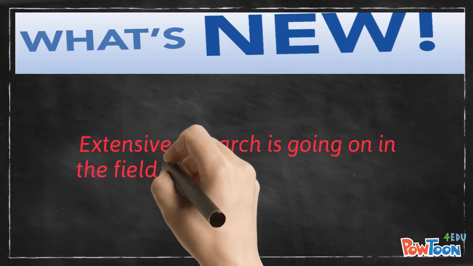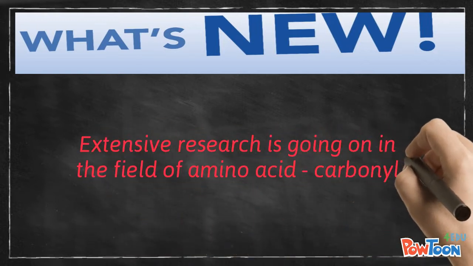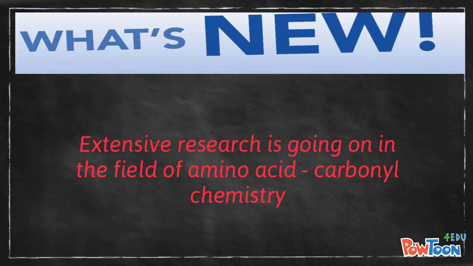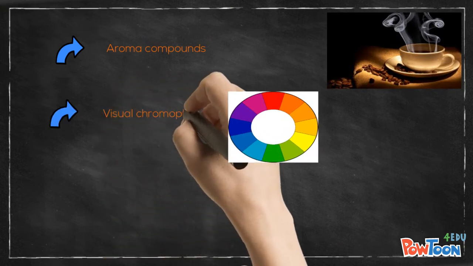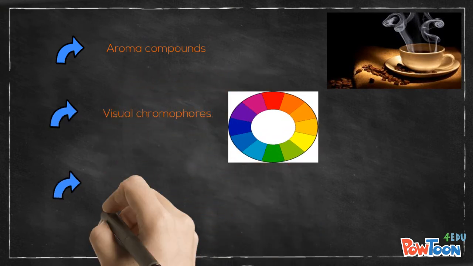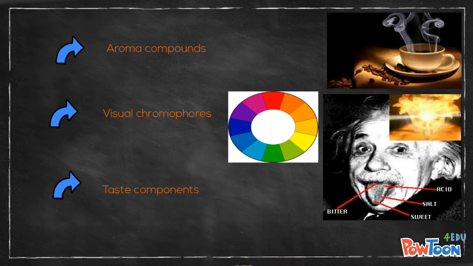Extensive research and exploration is going on in the field of amino acid carbonyl chemistry, especially with the development of advanced technologies for research. And more often, the Strecker-like reactions are being considered not only as a source of aroma compounds, but also as contributors of visual chromophores and as chase components, as we have seen before.